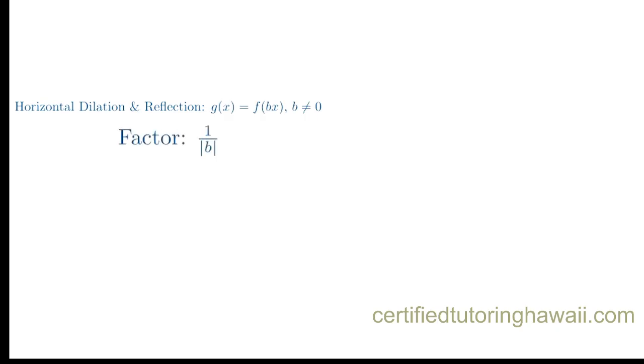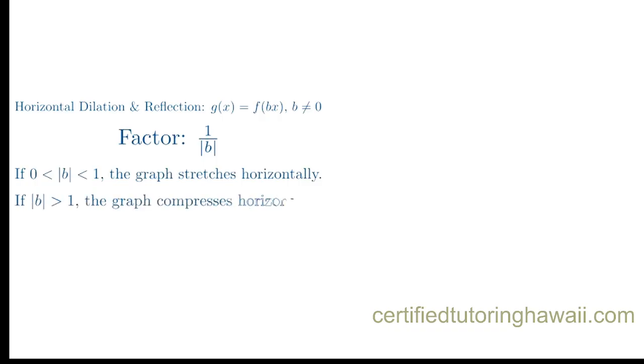The factor for horizontal stretching or compressing is 1 over the absolute value of b. If the absolute value of b is between 0 and 1, the graph stretches horizontally. If it's greater than 1, it compresses horizontally. A negative b causes a reflection over the y-axis, flipping the graph from left to right.